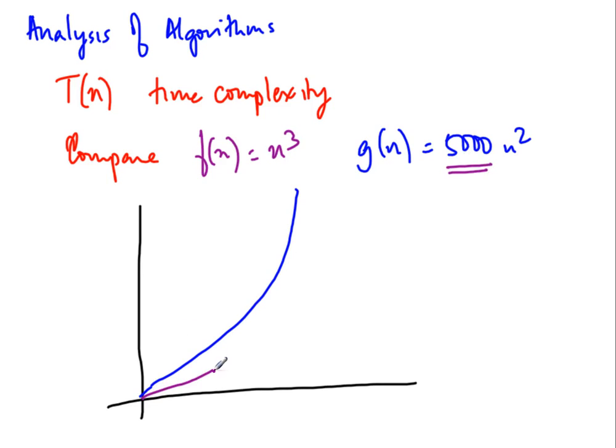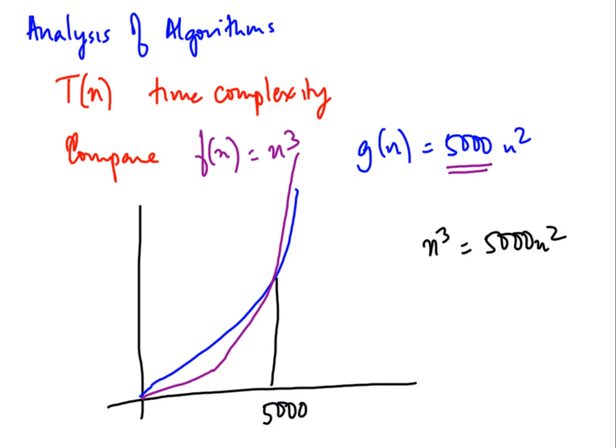But as n grows, sooner or later, f of n actually crosses g of n. And in this case, it's easy to see where this happens. This will happen when n cubed is equal to 5000 n squared, which is precisely at the point 5000. So when n crosses 5000, before that, f of n is the winner in the sense that it's smaller, and beyond that, it's going to be bigger. And not only that, this gap is going to grow.